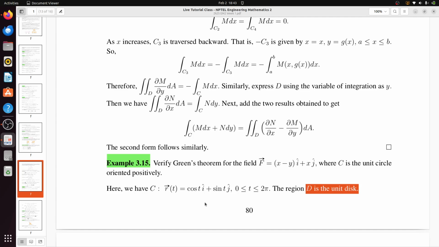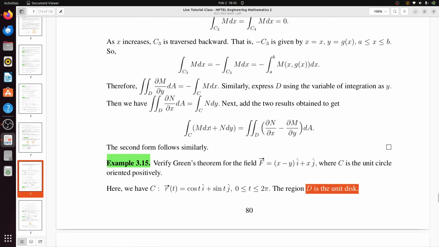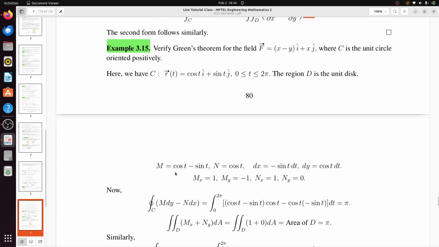So the closed integration of M dx plus N dy is equal to the surface integration of (∂N/∂x minus ∂M/∂y) dx dy. This is just dA, the differential of area. That means you are integrating over some area. Okay, so you are integrating over the closed circle, right?